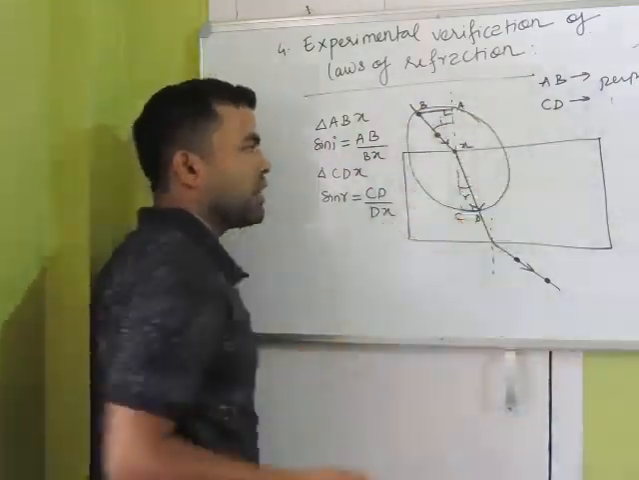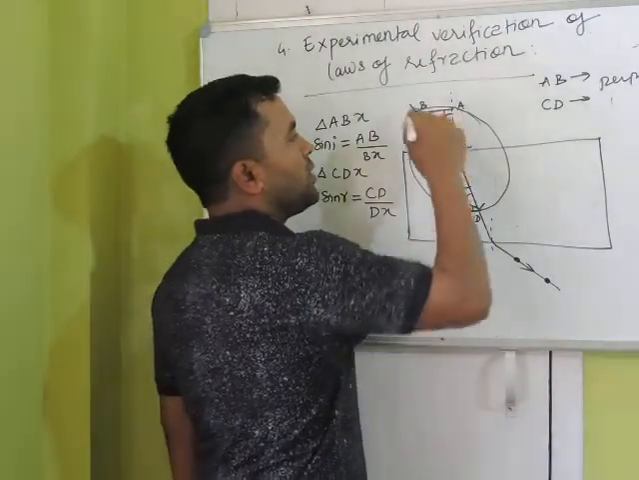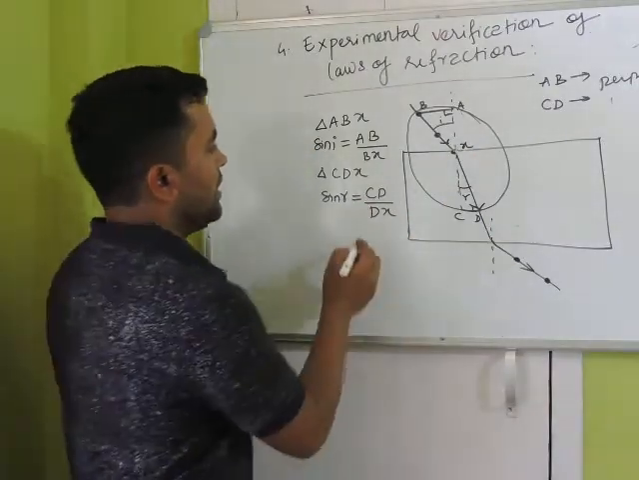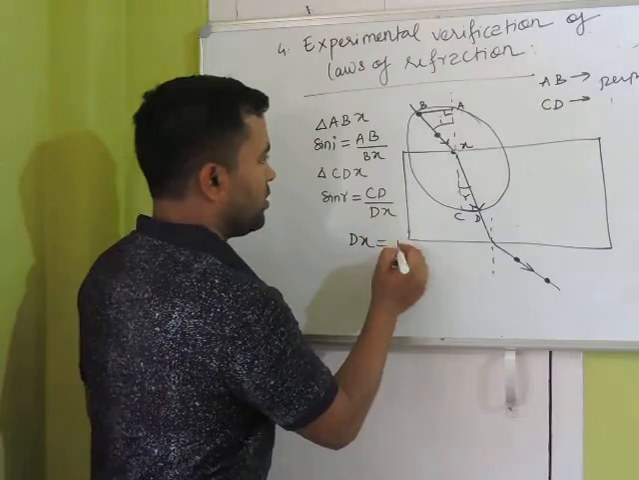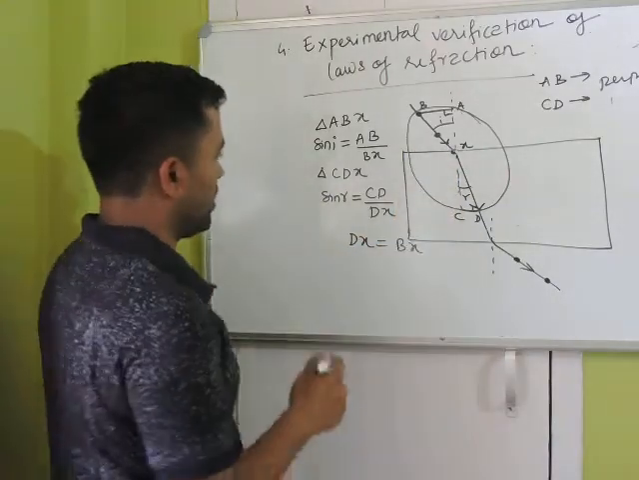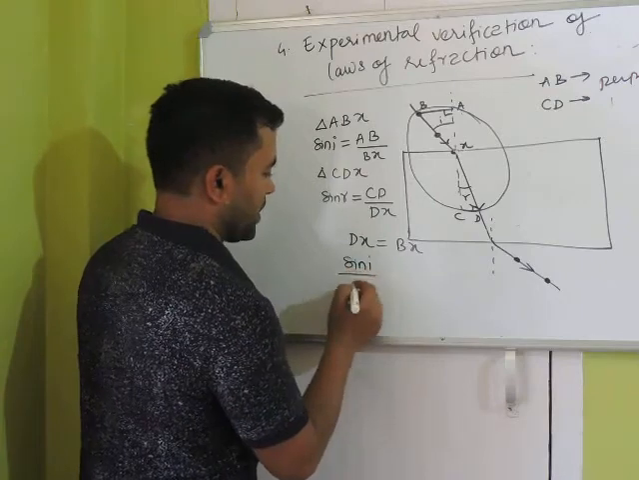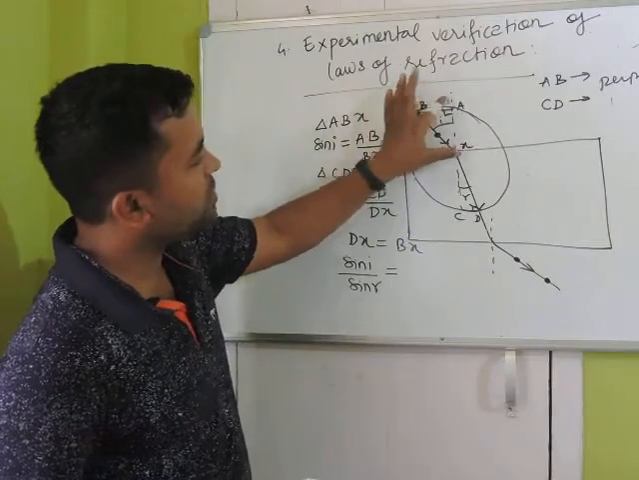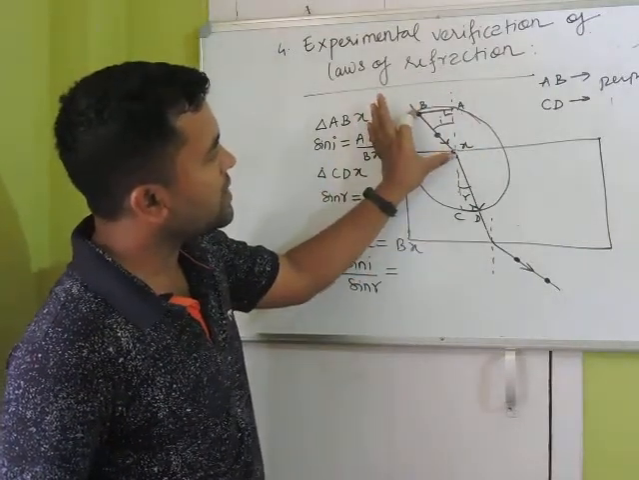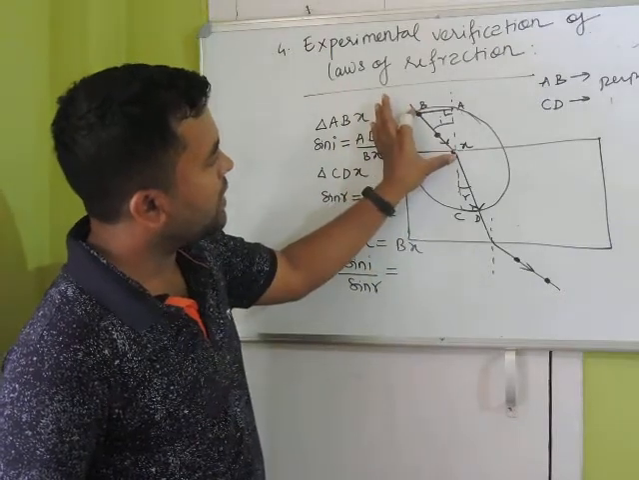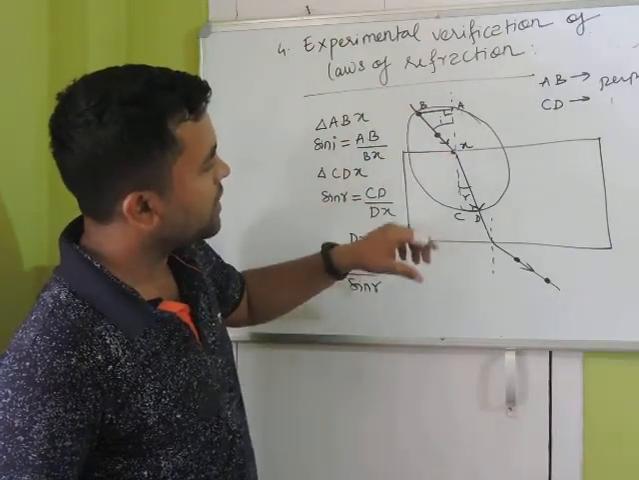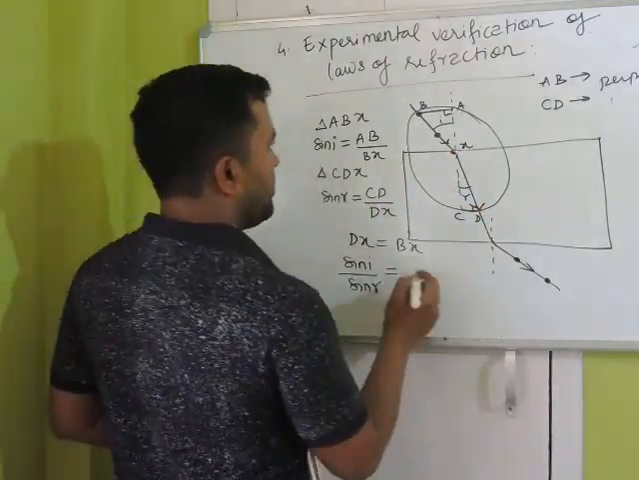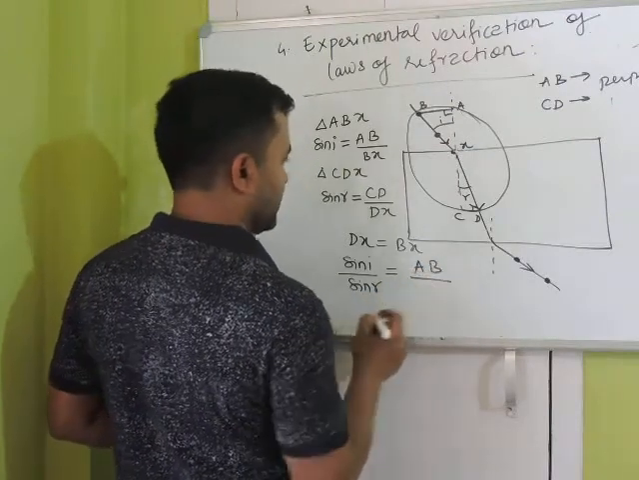Okay, of course it doesn't look like a circle, but let us say, keeping this point constant, we draw a circle. Then we can see that DX will be equal to BX because they are radii. So sin I by sin R... if I draw a circle by keeping this point as a center, we'll find that this is the radius and this is the radius. So sin I by sin R will become equal to AB by CD.